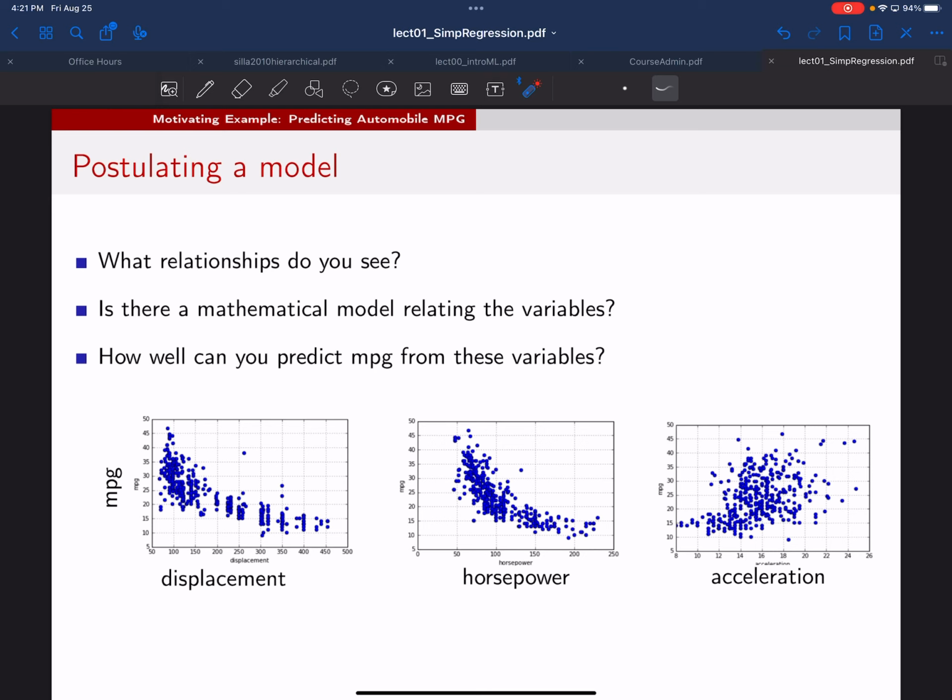But we could repeat that procedure and make a different scatter plot of horsepower versus miles per gallon, or acceleration versus miles per gallon. And so, as you can see, we get some different plots.